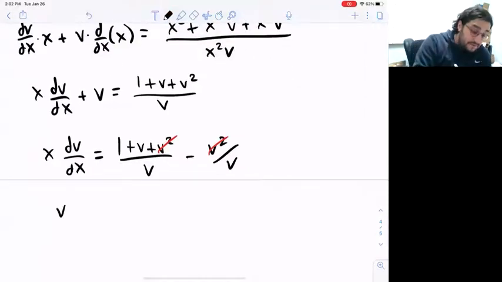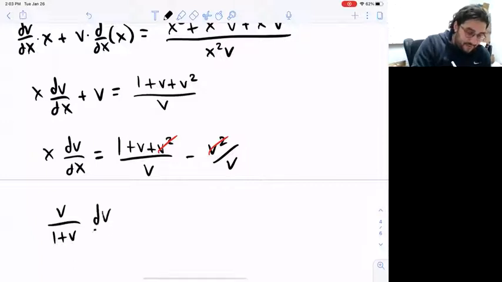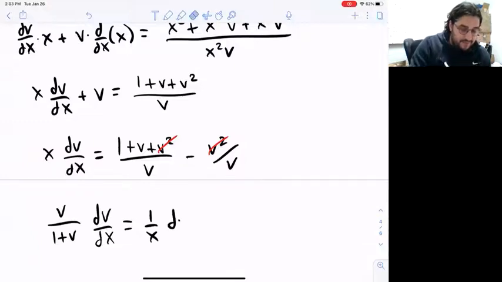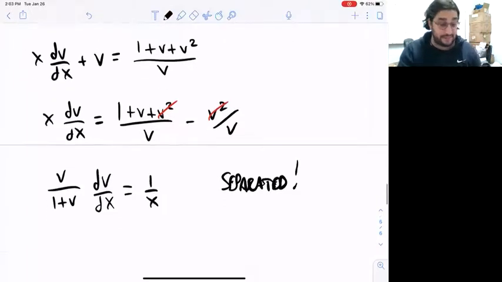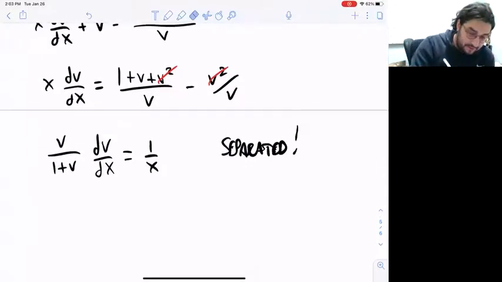We can divide the function of v off of both sides. We could divide the function of x off of both sides. And so we did it, right? We separated our variables. Right, so now we can integrate both sides with respect to x. So let's do that. Let's integrate both sides with respect to x here.